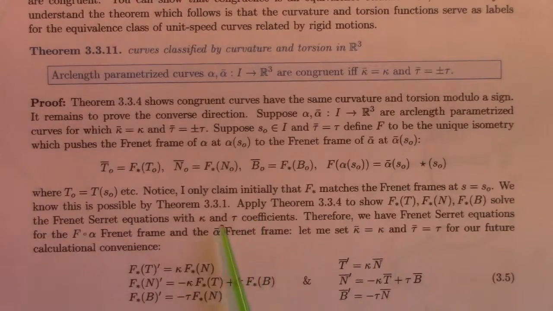So we're going to apply Theorem 3.3.4 to show that the push forwards of T, N, and B solve the Frenet-Serret equations with the kappa and tau coefficients. What that then means is we have Frenet-Serret equations for F composed with alpha and the alpha bar Frenet frame. Notice that alpha bar here is not defined to be F composed with alpha. Alpha bar is a given curve, and alpha is a given curve.